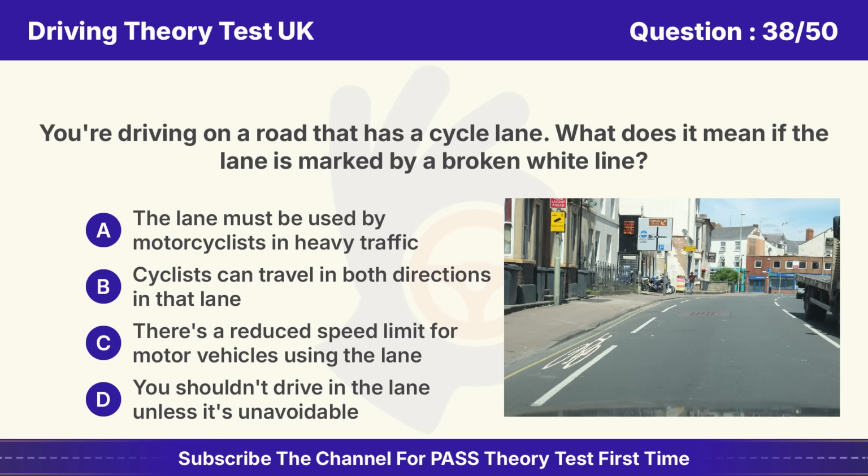Question 38. You're driving on a road that has a cycle lane. What does it mean if the lane is marked by a broken white line? Option A. The lane must be used by motorcyclists in heavy traffic. B. Cyclists can travel in both directions in that lane. C. There's a reduced speed limit for motor vehicles using the lane. D. You shouldn't drive in the lane unless it's unavoidable.